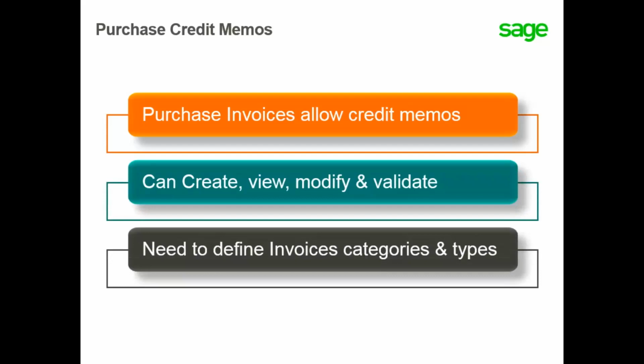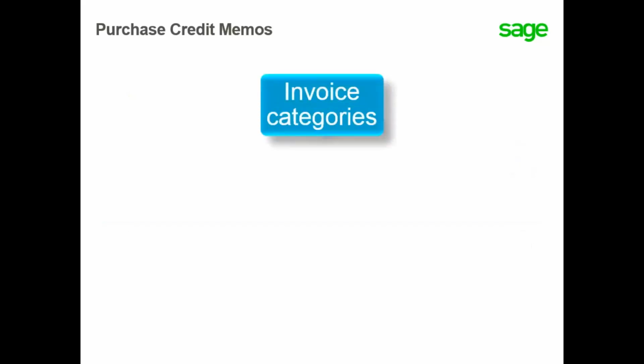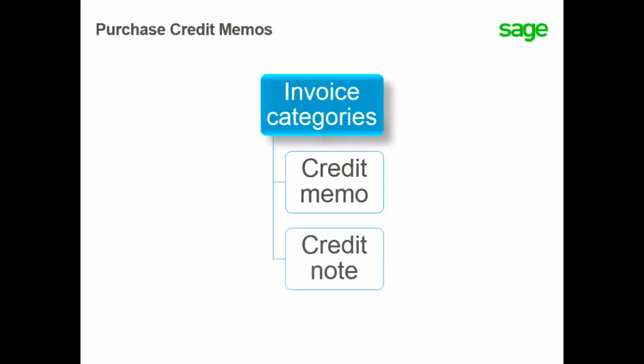To create purchase credit memos, you first define your invoice categories and types for credit memos. There are two invoice categories that you use to define your invoice types for credit memos, including the credit memo category for credit memo returns type, which is related to product returns, and the credit memo type, which may or may not be related to products. There's also the credit note category, which are credit invoices to cancel an invoice totally or partially in case of errors in the price or the quantity.